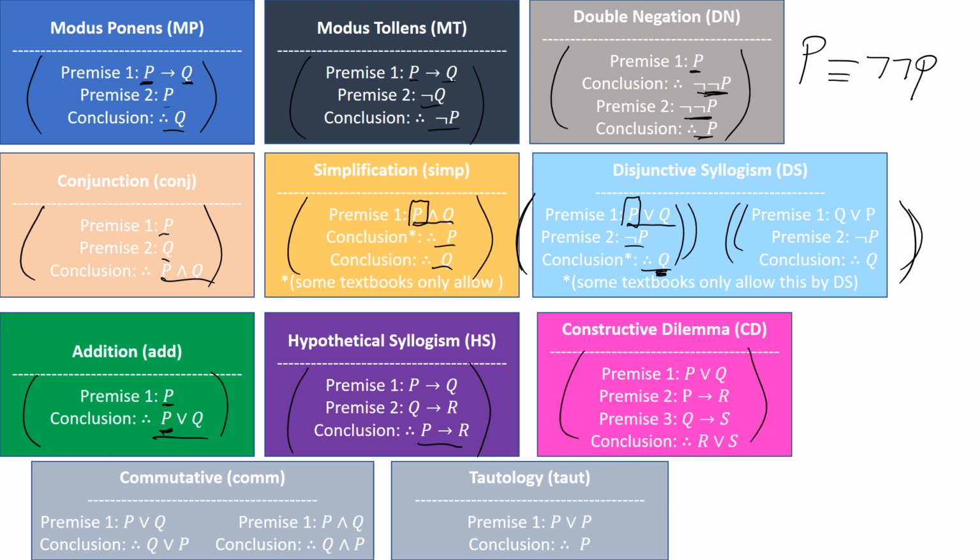We have our constructive dilemma. First premise, P or Q. Second premise, if P then R. Third premise, if Q then S. Therefore, our conclusion, R or S. We end up at a disjunction because if P is the case, then R will be the case. But if Q is the case, then S will be the case. So it must be that R or S is the case.